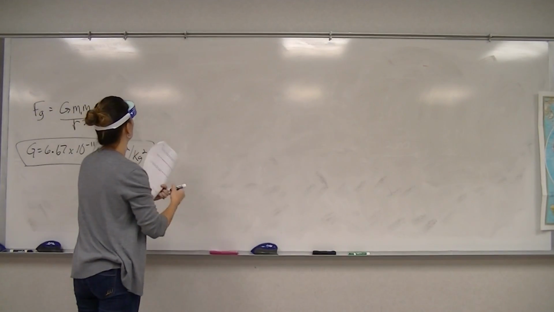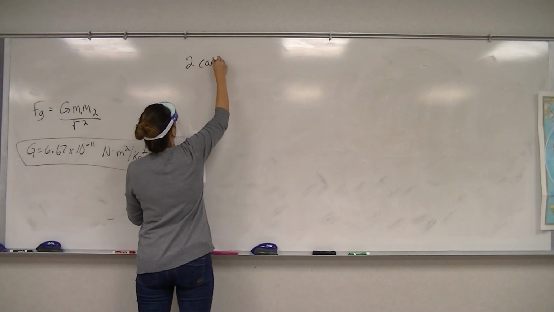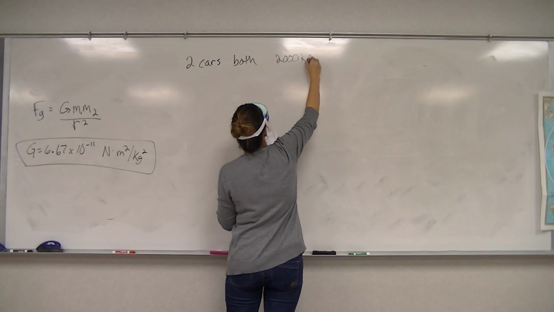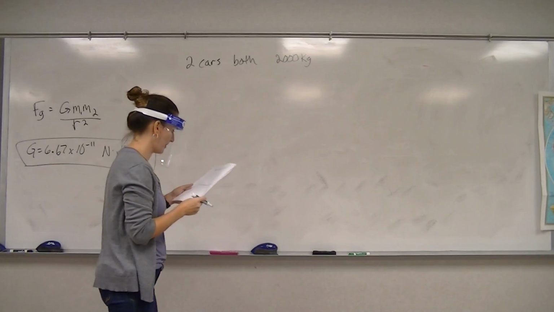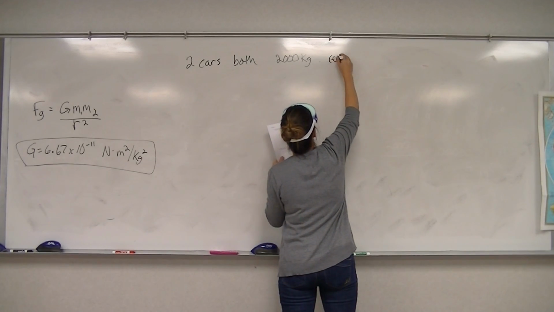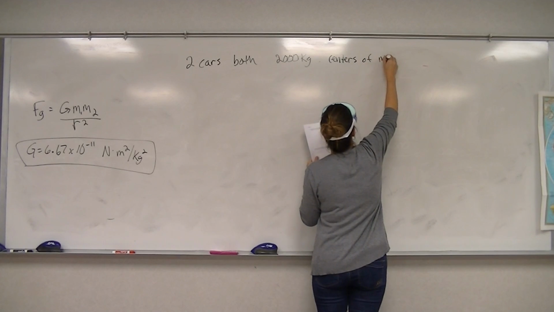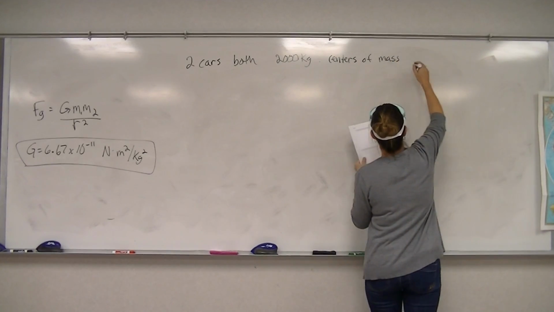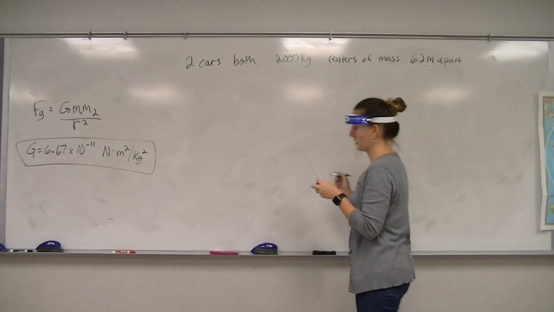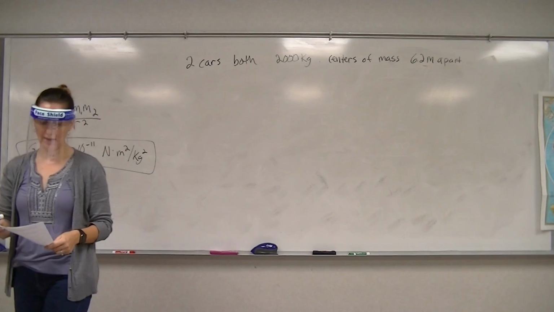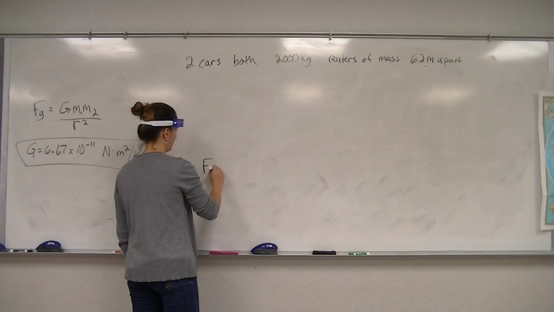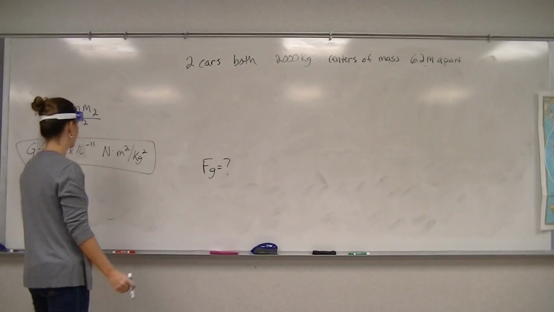So we have two cars, both 2,000 kilograms each, parked close to each other with their centers of mass 6.2 meters apart. And then the question states, calculate the force of gravity. So F of G is our unknown. I'll just write that here. F of G is what I'm solving for. So this guy.